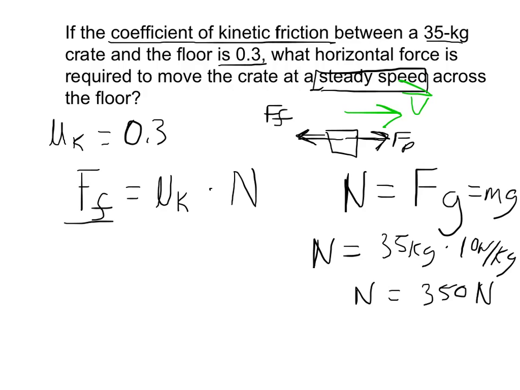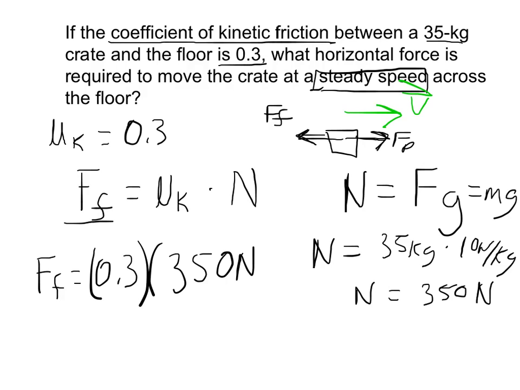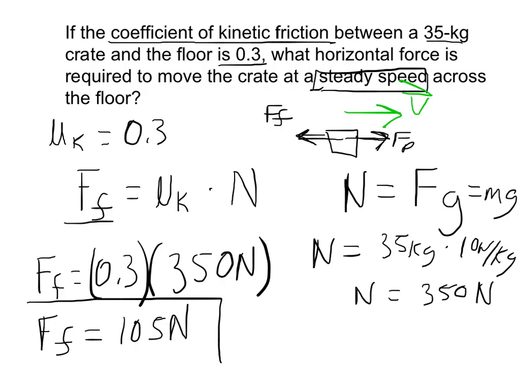Okay, now we're ready to fill it in. Force of friction equals mu k, 0.3, times 350 newtons. Force of friction is 105 newtons. Therefore, to balance the kinetic friction, we must apply a force of 105 newtons.